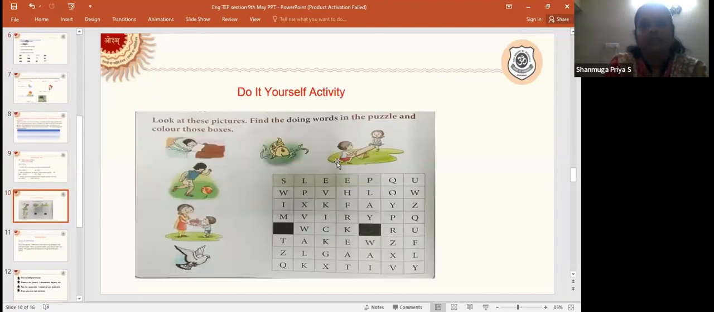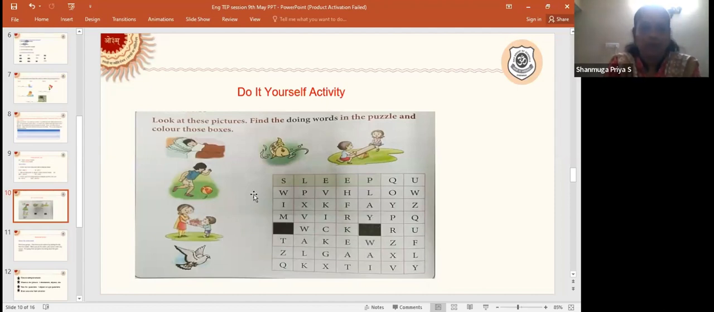And we can give some do it yourself activity like this, like we can give a grid, a puzzle, and ask them to find out the doing words and color those boxes. Now the puzzle has been given. The pictures are given. I'll give you just 2 minutes time. It's a very simple activity. Just find out the action words and write them down.